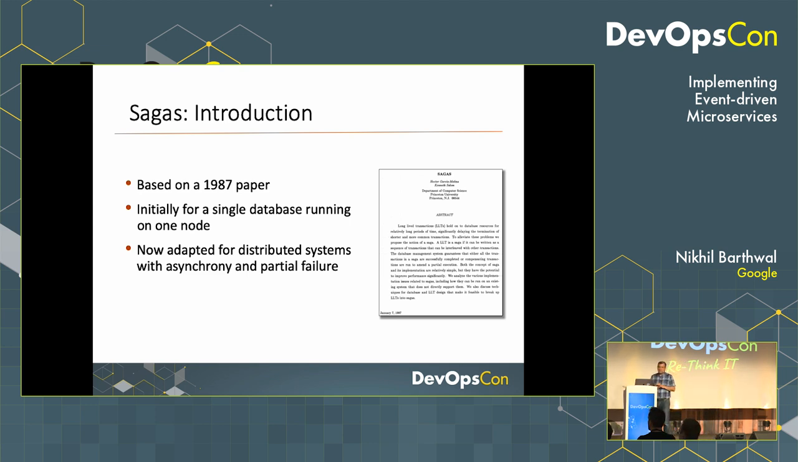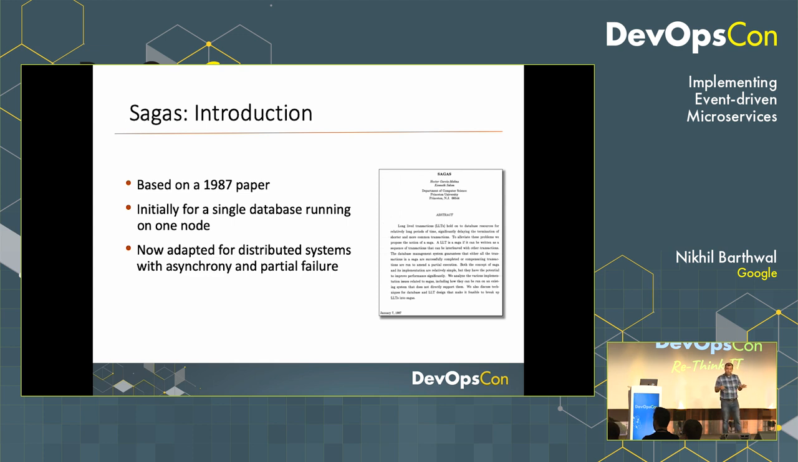The concept of sagas is actually not really that new. Sagas are based on a 1987 paper. This was the original paper. But that was originally designed for a single database running on a single node. So there are adaptations of saga to do with distributed systems because they have an asynchronous nature, and above everything else, they have partial failure. So there are different variations of sagas also.